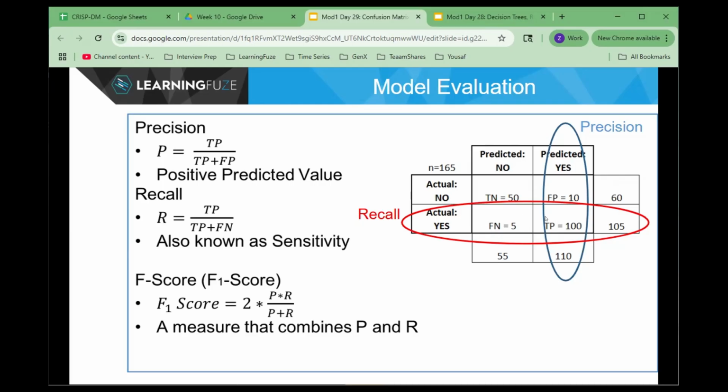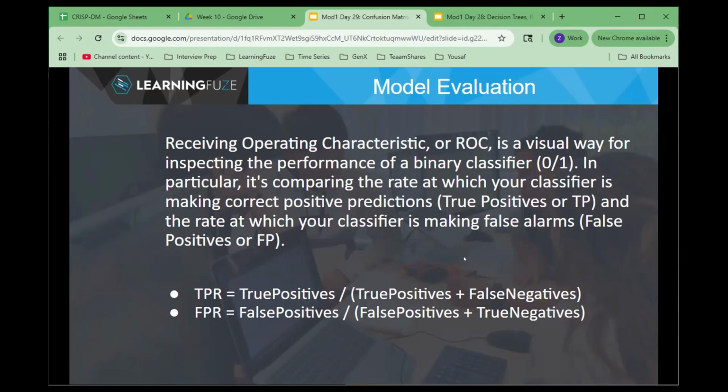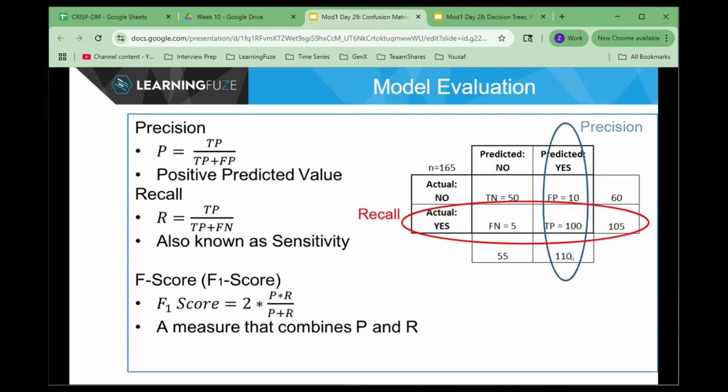Oh, recall. Can I see that again? The other one? It's the recall of both. Yeah. So false positives and true negatives. So it is this zero, this no, and yes. Focuses on the actuals.